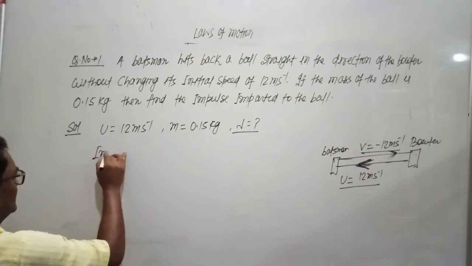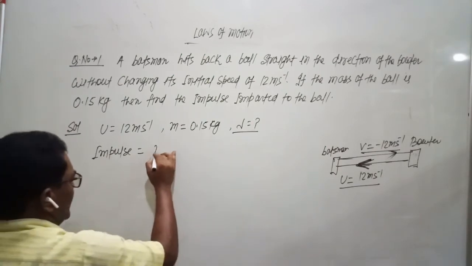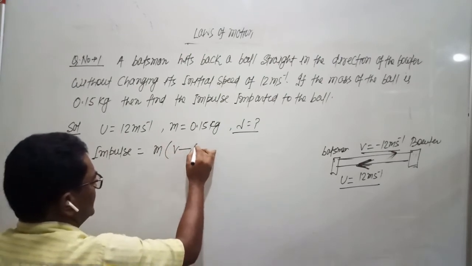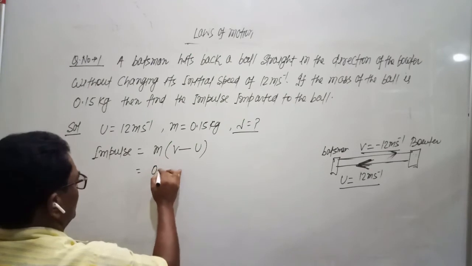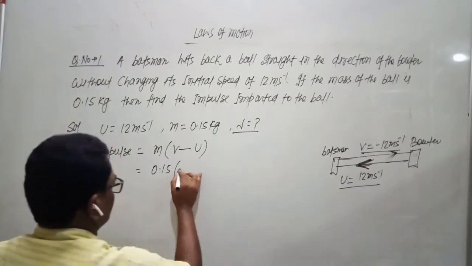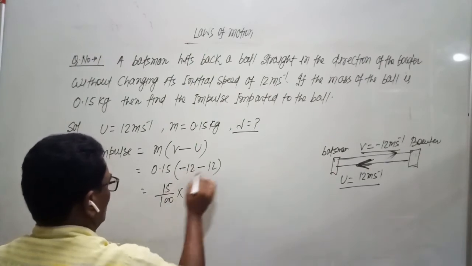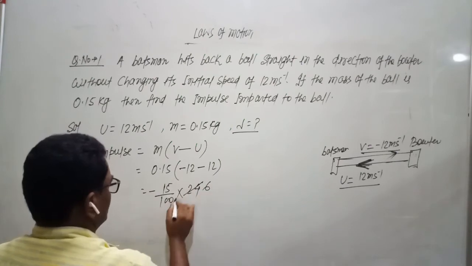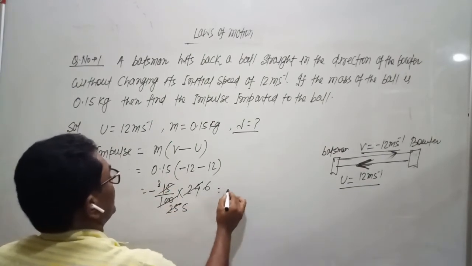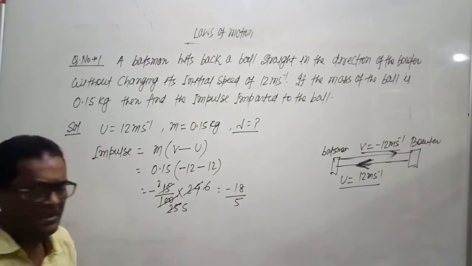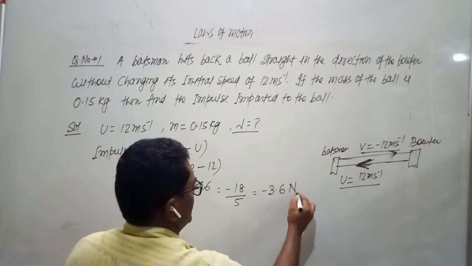And we know the formula for impulse equals change in momentum. The mass is fixed, there is a change in velocity, V minus U, not in magnitude but in direction. So the mass is 0.15, velocity V is minus 12 and velocity U is 12. So the decimal gets cancelled: 15 upon 100 into minus 24. So we get minus 18 by 5, which equals minus 3.6 Newton second.